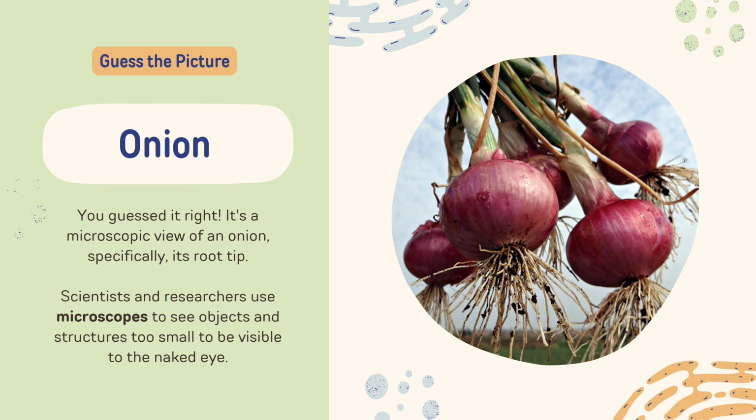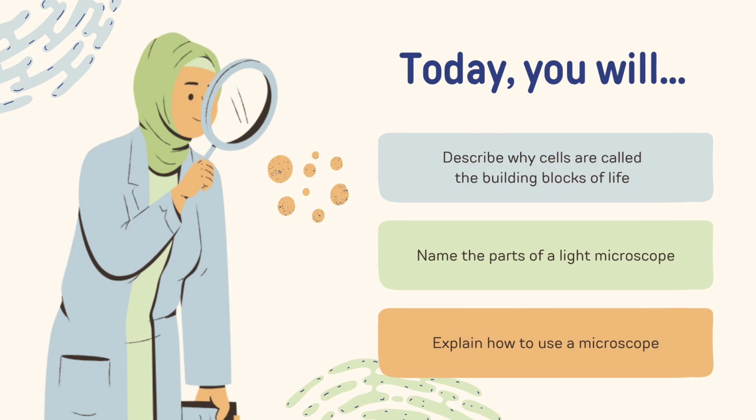Today, as we move forward, we'll use microscopes to see these structures up close, just like scientists do in their laboratories. Before we dive deeper into microscopes and cells, it's important to know what we're aiming to achieve in this lesson. Learning is always more effective when we set clear goals, so let's talk about our learning objectives for today. By the end of this lesson, you will be able to describe why cells are considered the building blocks of life. This means you'll understand what a cell is, why it's so important, and how everything around us, plants, animals, and even humans, depends on cells to exist.